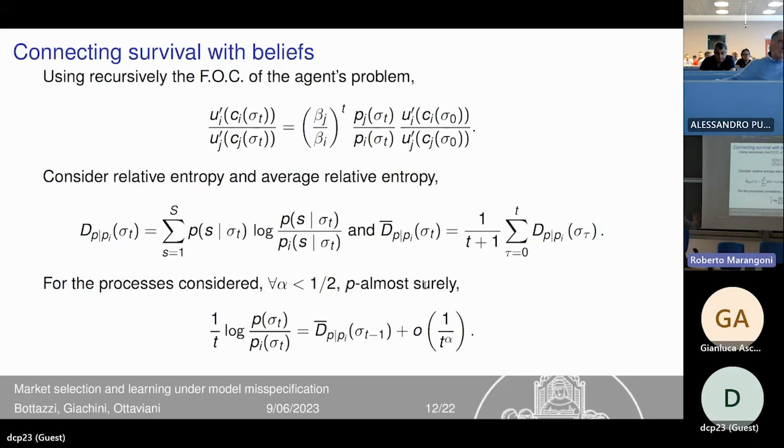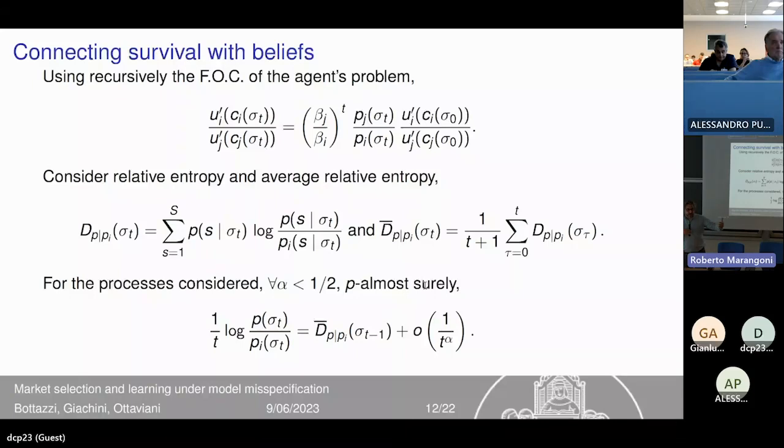Now let me explain the meaning of this. You can think about this ratio as a likelihood ratio. You are sampling from a process and you build your likelihood. Agent I uses his own model to compute his likelihood, and agent J uses the model of agent J to compute this likelihood. Now, we know what happens to the likelihood: it goes to zero, of course. That's a product of probabilities, so it typically goes to zero.